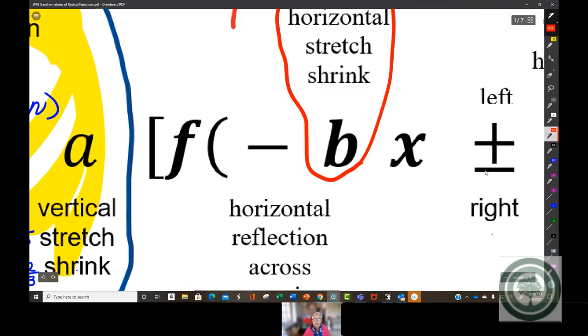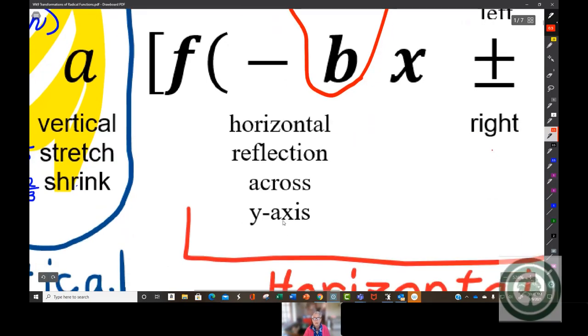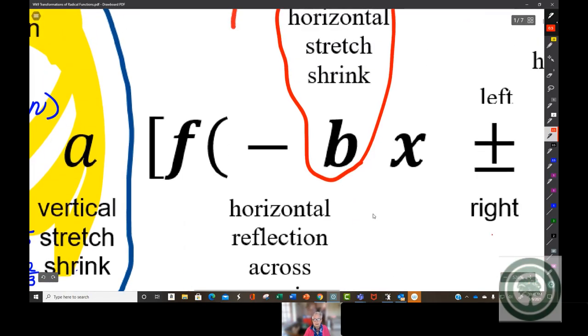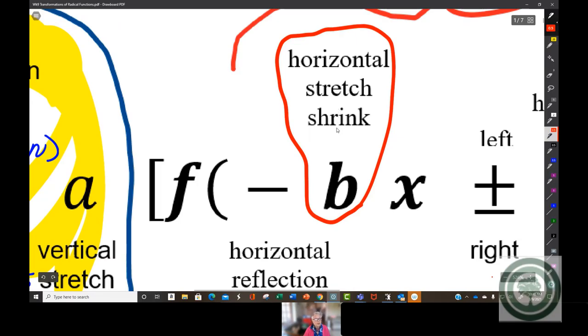Which brings us in here. Here, a minus sign is a horizontal reflection across the y-axis. The horizontal stretch and shrink, on the other hand, are completely different from A. In here, B is the horizontal stretch or shrink. Yes, okay, it's the horizontal stretch.